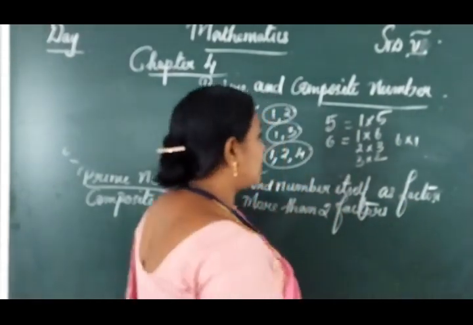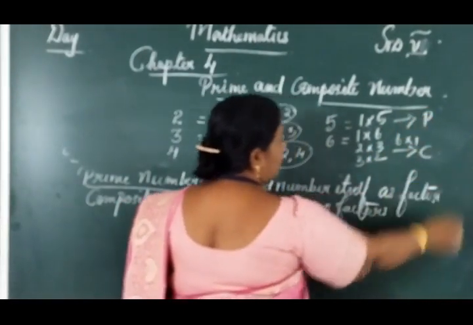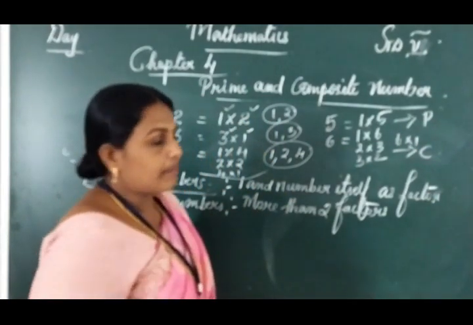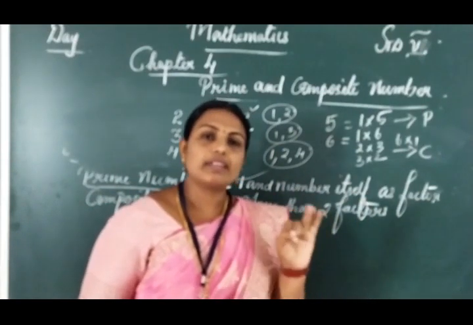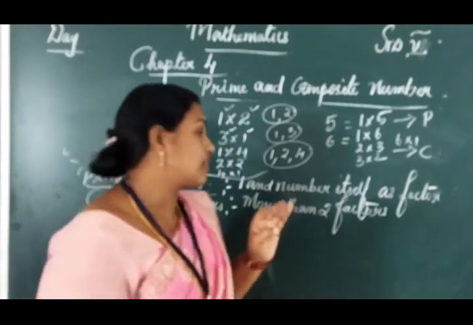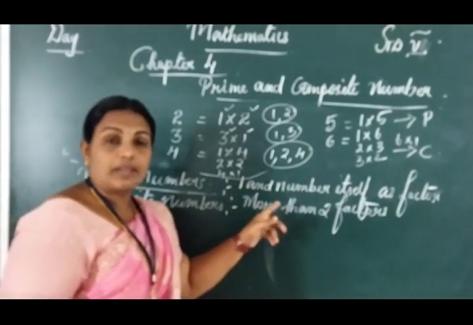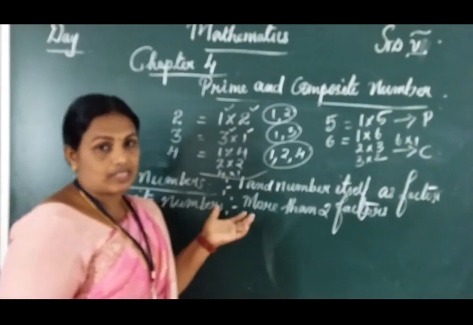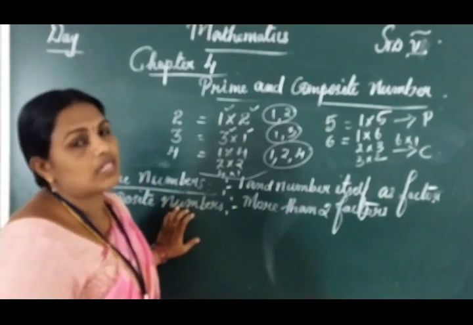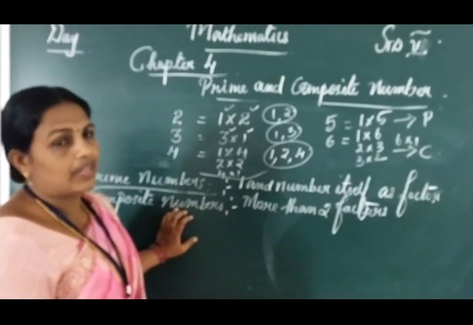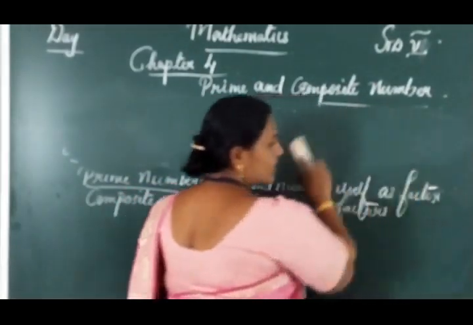Here the number is composite. This is prime, this is a composite number. Prime numbers have only one and the number itself as factors. More than two factors means composite numbers. Okay, so this is the lesson.